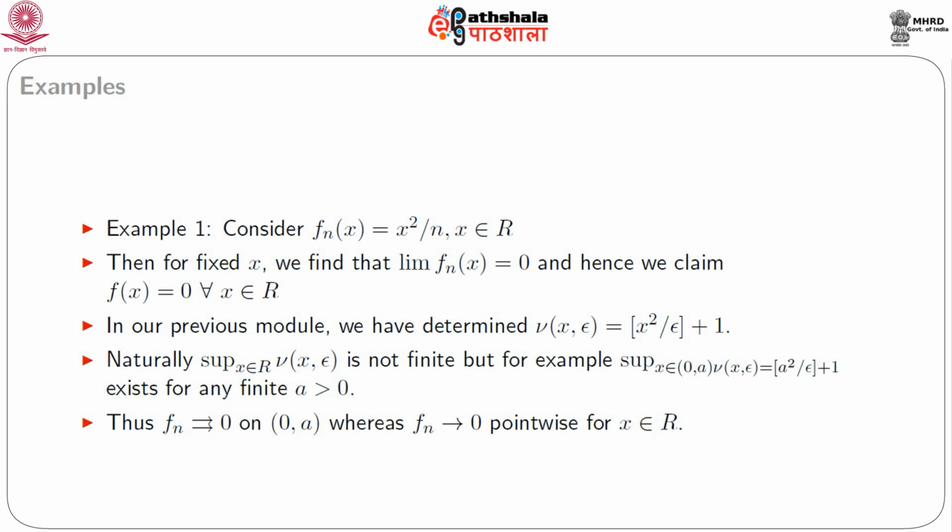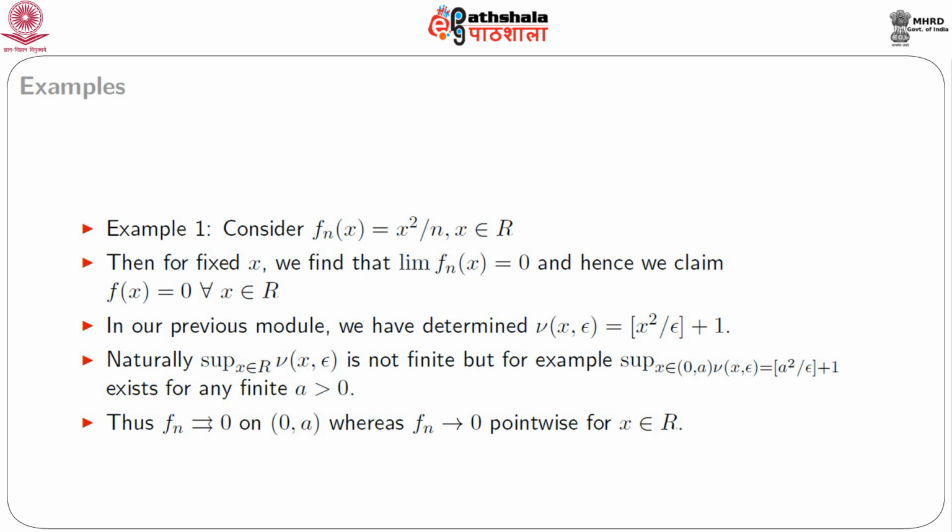Naturally, the supremum value of ν_x(ε) over the whole real line is not finite. But, for example, if we consider the supremum over some subset, say (0, A), then we get the supremum as the floor of A²/ε plus 1, which is finite as long as A is finite. Therefore, f_n converges uniformly on the open interval (0, A), whereas f_n converges to 0 pointwise for every x belonging to the real line.